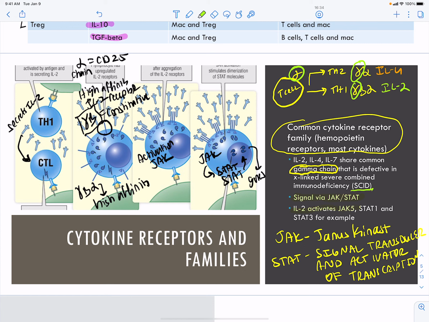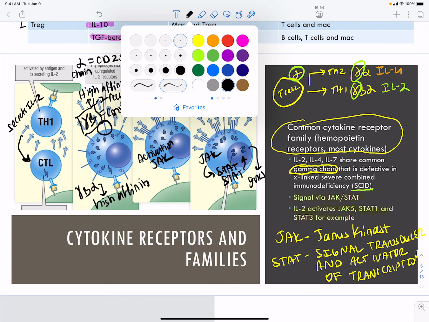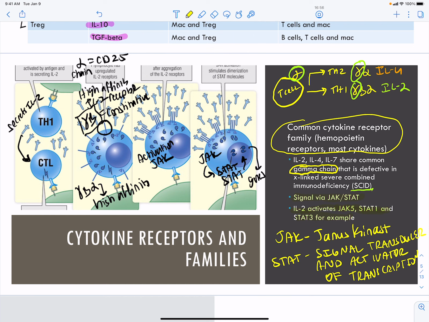IL-2 is going to activate JAK5, STAT1, and STAT3, for example. And so what that means is that we have a lot of different JAKs and STATs. And for our T cells that are responding to IL-2, it's going to activate these particular JAKs and STATs, and IL-2 is a growth factor. So one thing that IL-2 does, it increases BCL2, which remember is anti-apoptotic.